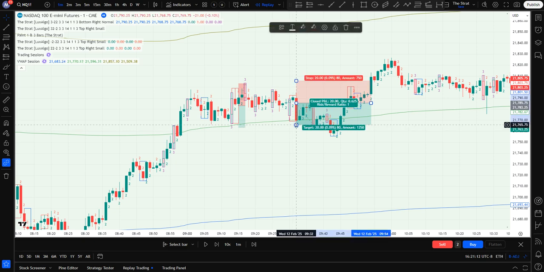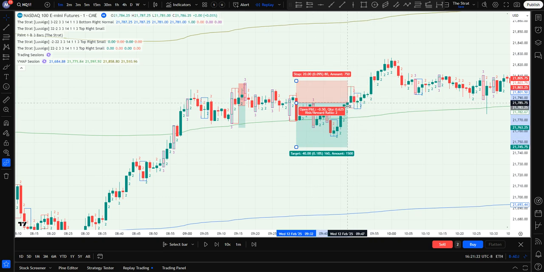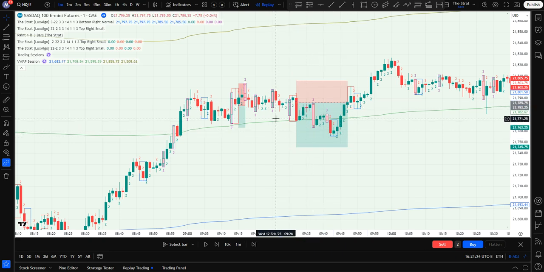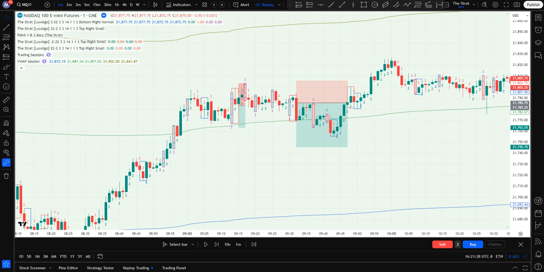And this one was a little more fruitful for me. 20 points. Trim half the position at the 20. Move my stop up to break even. Secondary targets look for 40, but this one stops back out at break even. Cool. That happens sometimes.